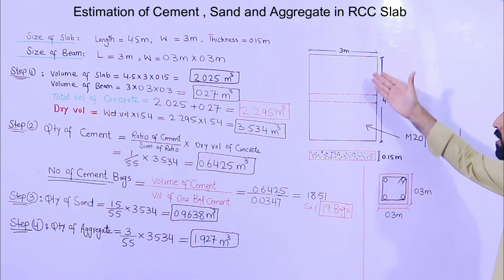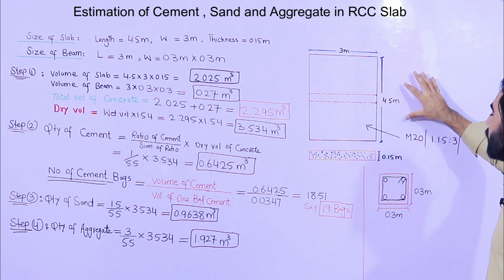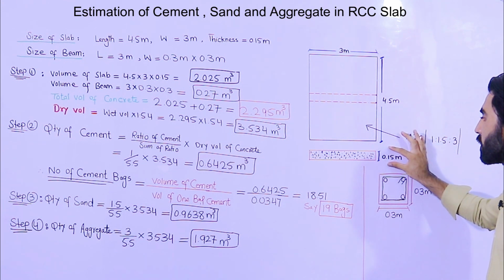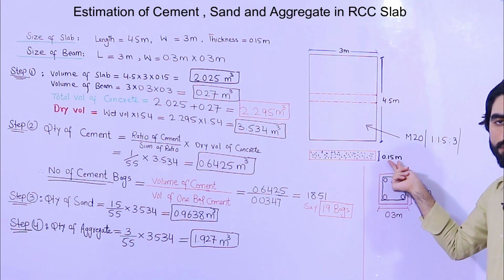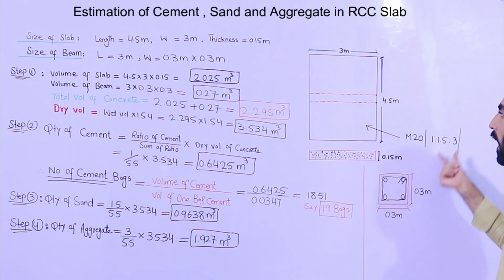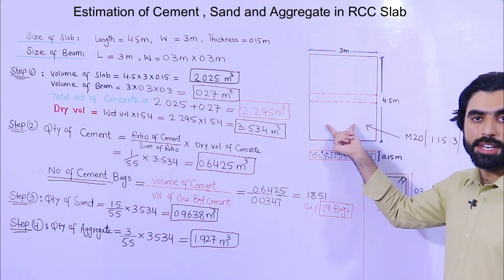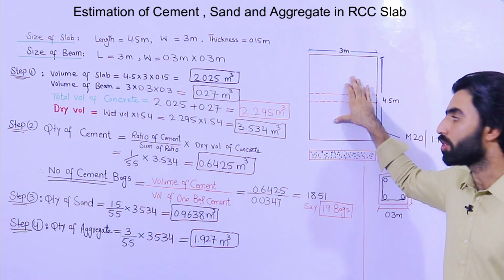As you can see, this is an RCC slab whose width is 3 meter, length is 4.5 meter and thickness of the slab is 0.15 meter or 150 mm. So how much cement, sand and aggregate is required for this RCC slab? This is the topic for today.